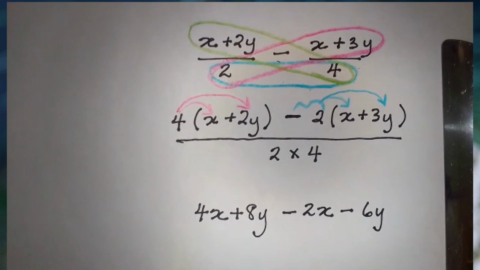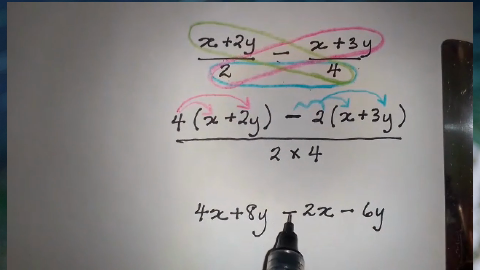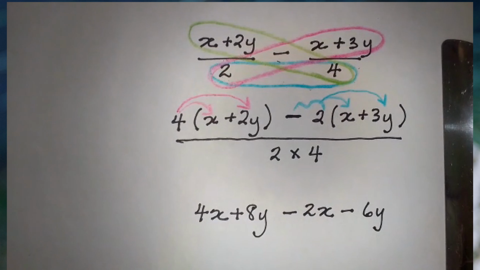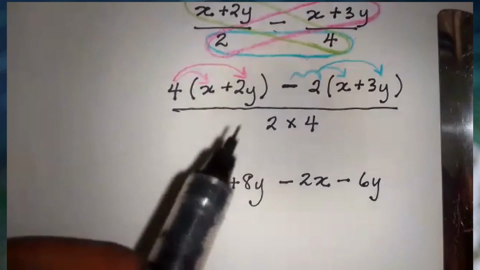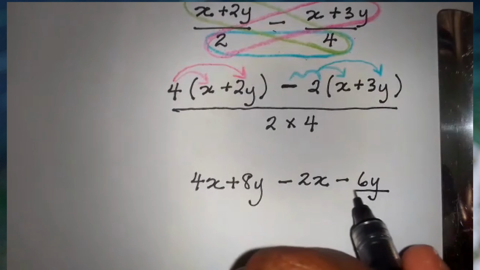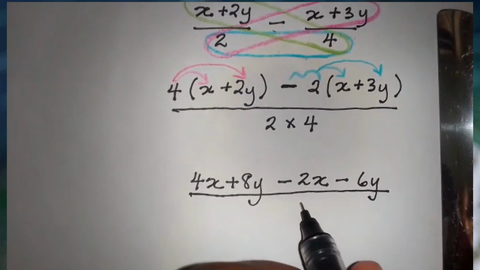How can I do it? Work out the signs first. Negative times a positive gives us negative. Negative times a positive gives us negative. Then work with the numbers and then the variables. So now I have simplified this bracket and I'm putting it over my new denominator, 2 times 4, 8.